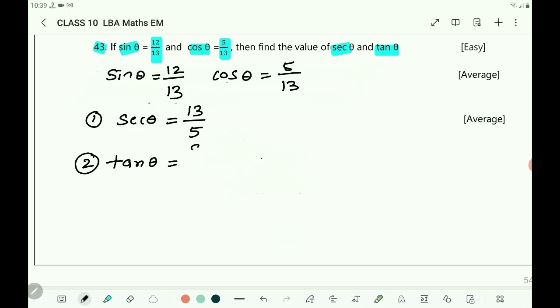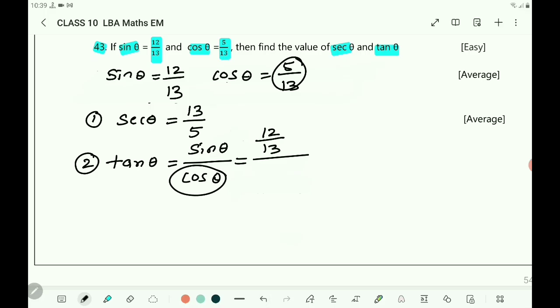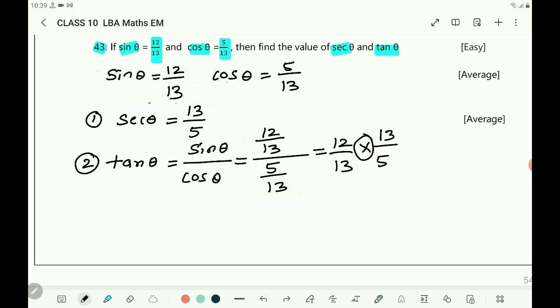Next, the second one, tan theta. Tan theta is equal to sin theta by cos theta. Sin theta is 12 by 13. Cos theta is 5 by 13. Write it: 12 by 13 into, take the reciprocal of this one. Here exchange the denominator and numerator. 5 by 13 becomes 13 by 5 when you put it here.